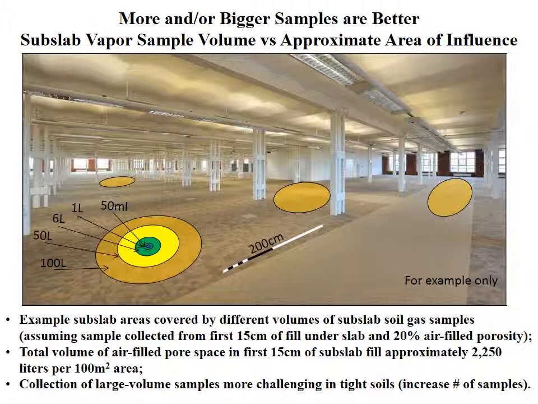I think what we really need is a lot bigger samples. A 50 liter soil gas sample still only represents an area of influence of around 50 centimeters if you assume that all the vapors are coming from the top 15 centimeters of fill material under a slab. I'd love to see something like 100 liter soil gas samples collected under slabs, or even bigger than that. But still, even then, you're only getting out to about a 1 meter, 100 centimeter radius of influence. So it's still not that big, but definitely much better than a 50 milliliter or even a 1 liter sample.